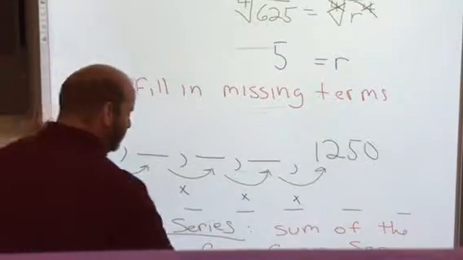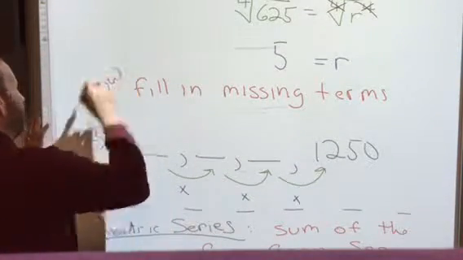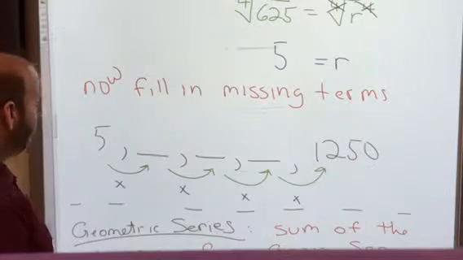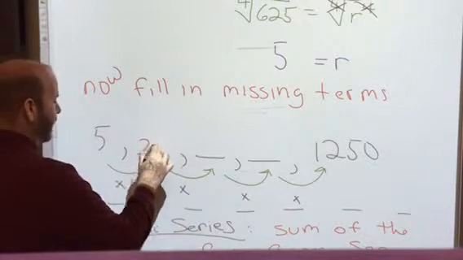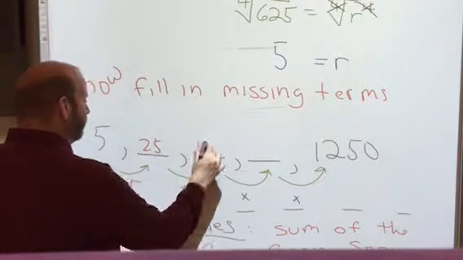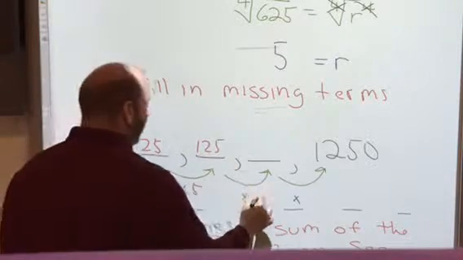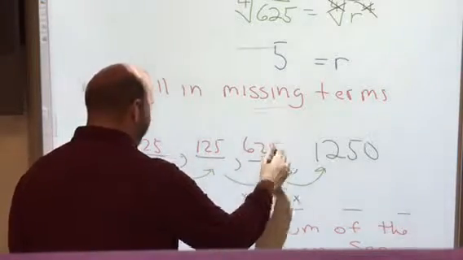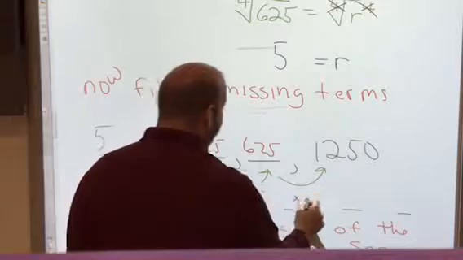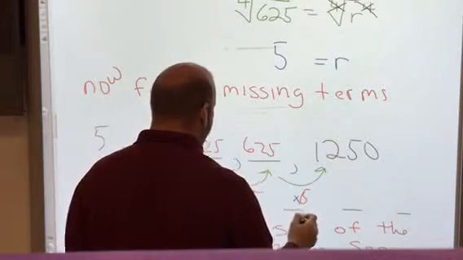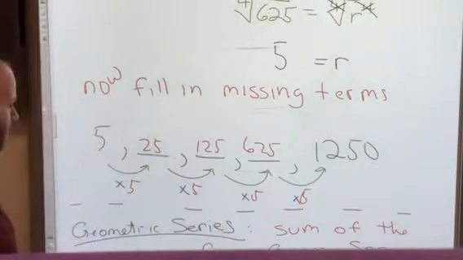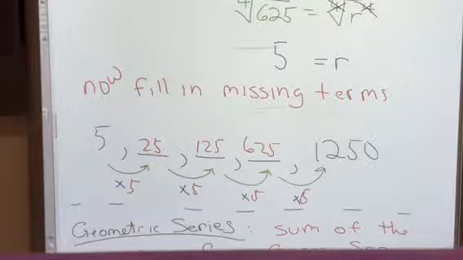I think there's a mistake there. Now fill in the missing terms. So times 5 is 25. Times 5 is 125. Times 5 is 625. And times 5 is 1250. Times 2 is 1250.